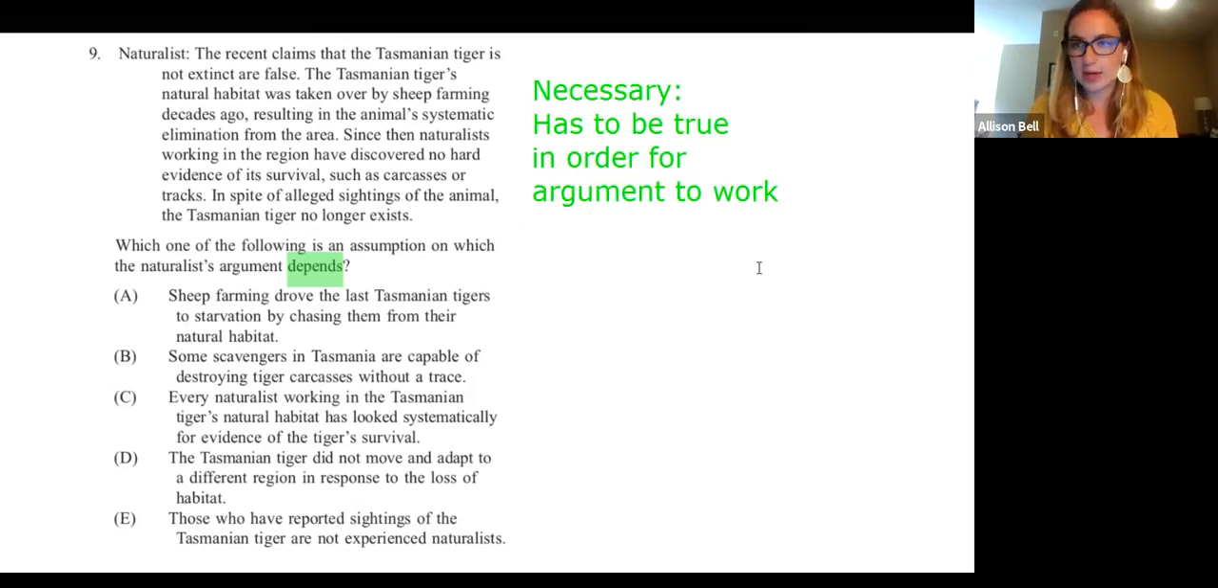Well, to figure that out, I need to understand what the argument is. So every time that I'm doing any question that falls within the assumption family, I think about finding the conclusion and identifying what support there is for the conclusion. In this particular argument, can you tell me in the chat window what you think the conclusion is?